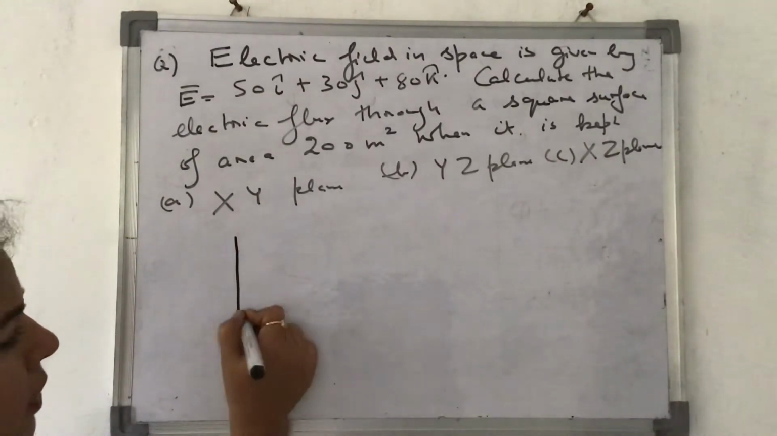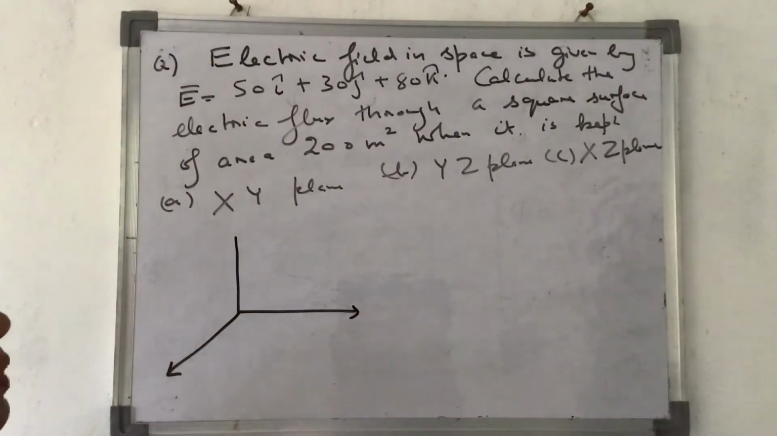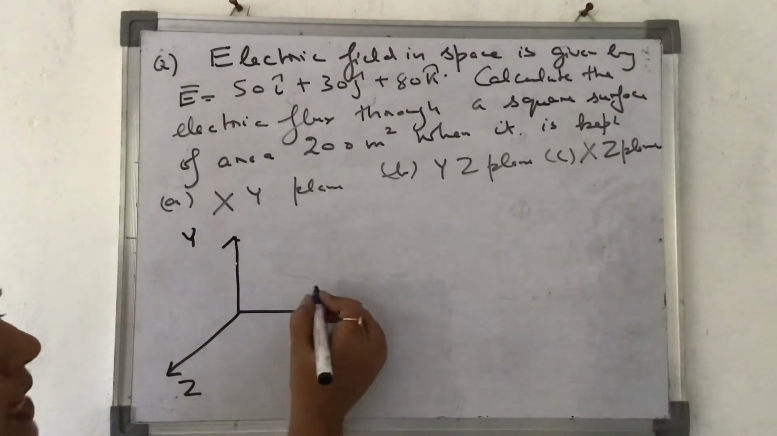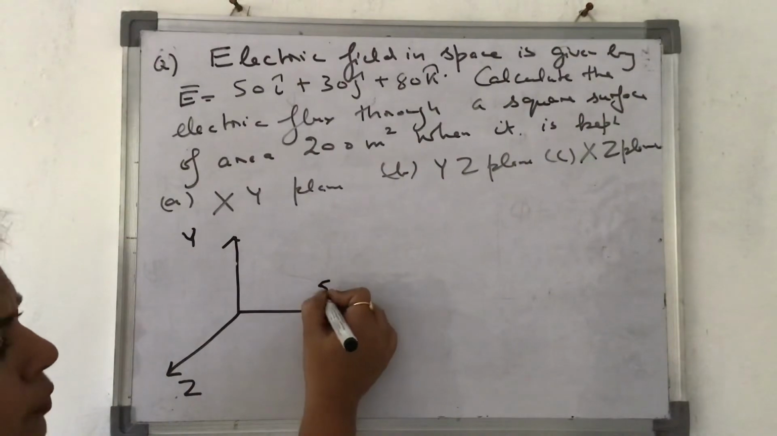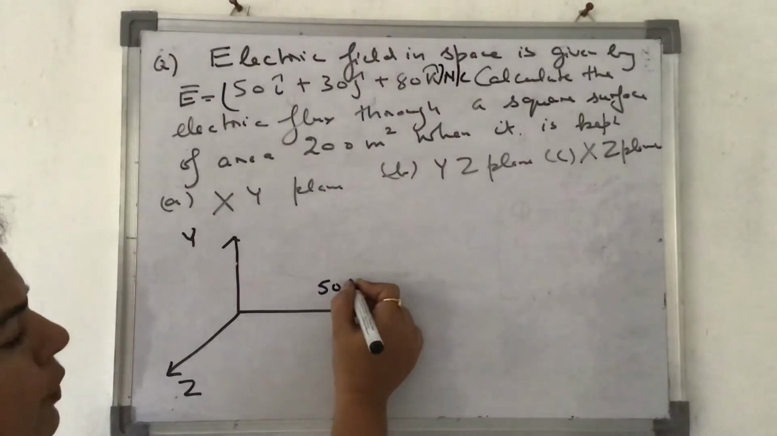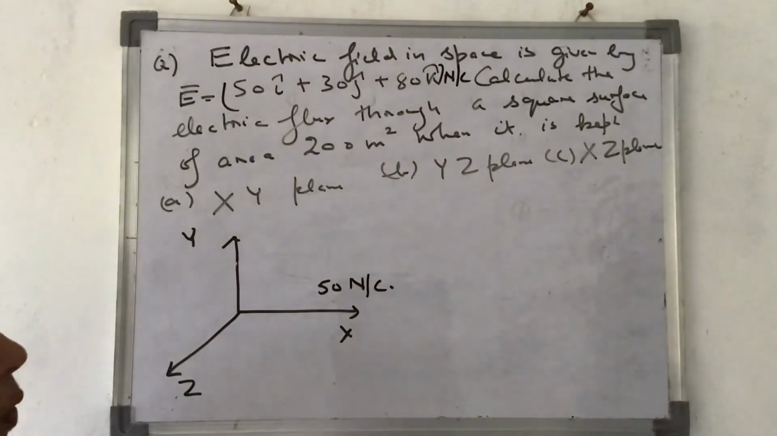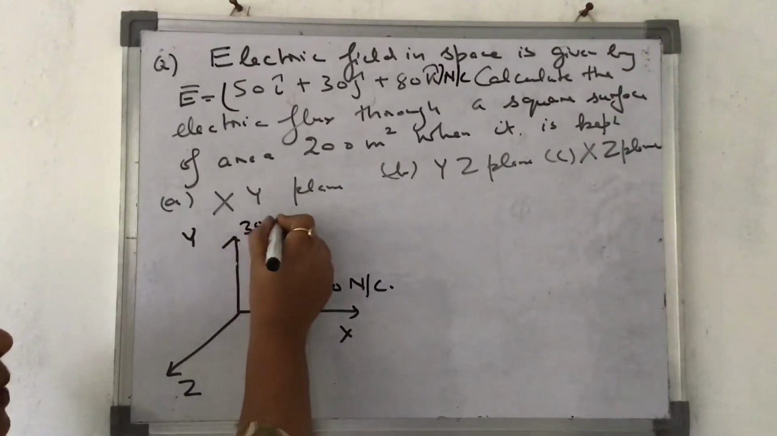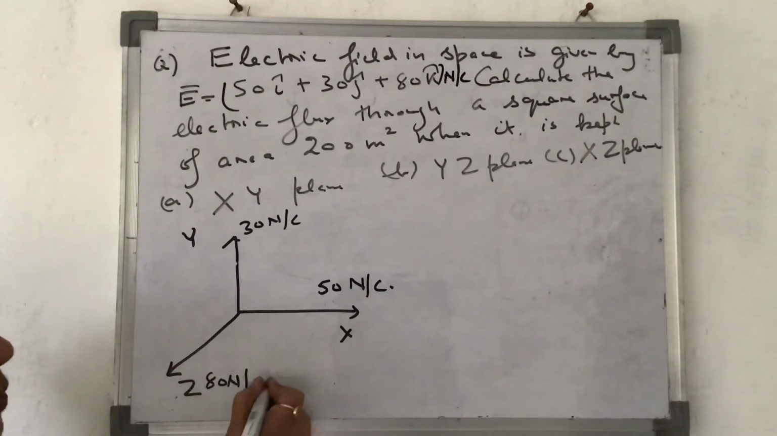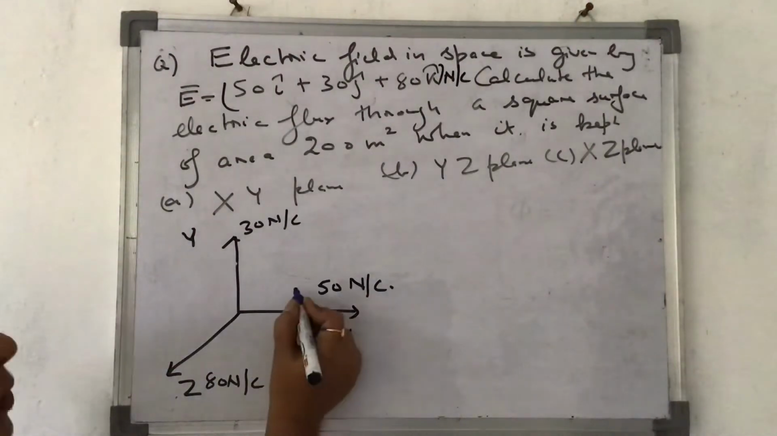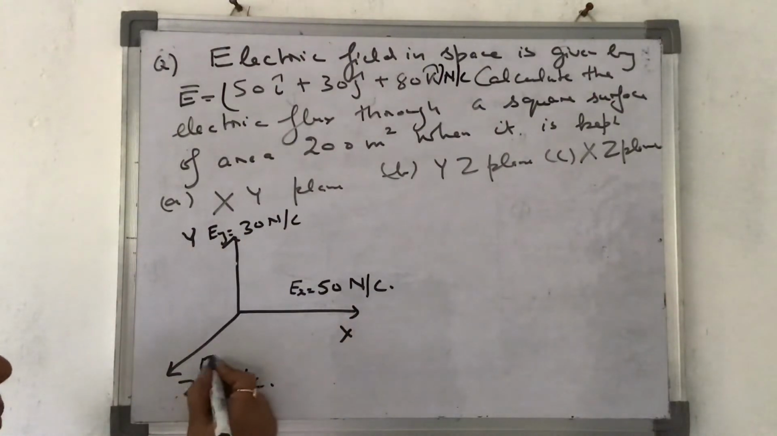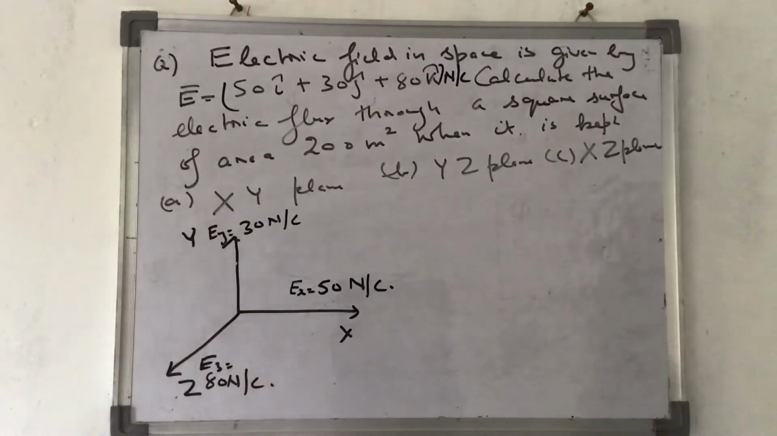Now, if I talk about the electric field, it has components along different directions. If this is x-axis, this is y-axis, and this is z-axis, along x-axis the electric field is 50 Newton per coulomb. Along y-axis it is 30 Newton per coulomb because it is the J component. Along z-axis, it is 80 Newton per coulomb. I'll call these Ex, Ey, and Ez components along the three different axes.